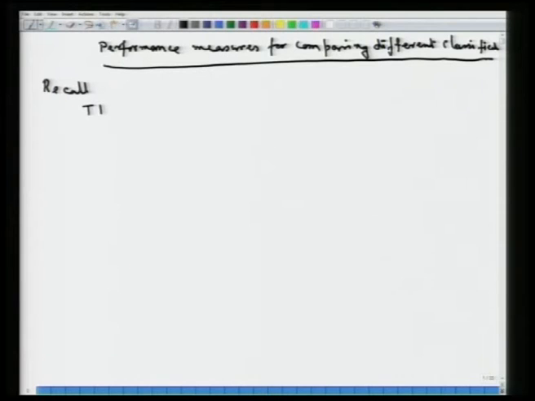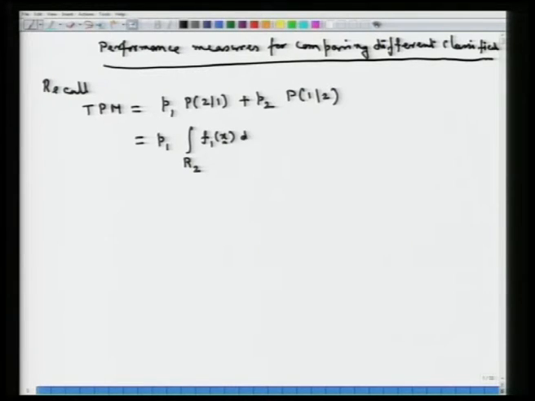Let us recall what we had defined earlier. We had a total probability of misclassification, where we are still considering the two population problem. That was given by P1 times the probability of an object from the first population getting misclassified into the second population, plus P2 times the probability of misclassifying into the first population given the second. Now, this in terms of the regions that we have obtained: this is integration over the R2 region, the object coming from the first population, so it has a density f1, plus P2 into the integral over R1, and since it is coming from the second population, it has density f2.